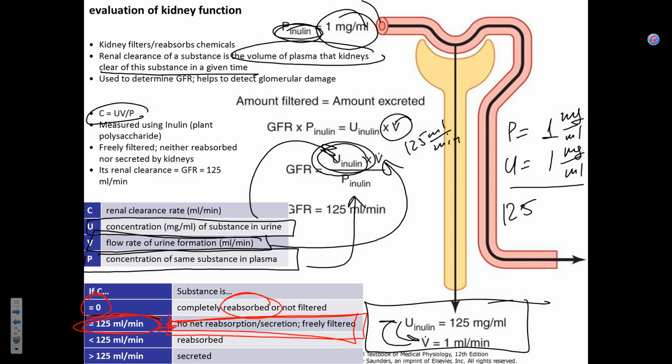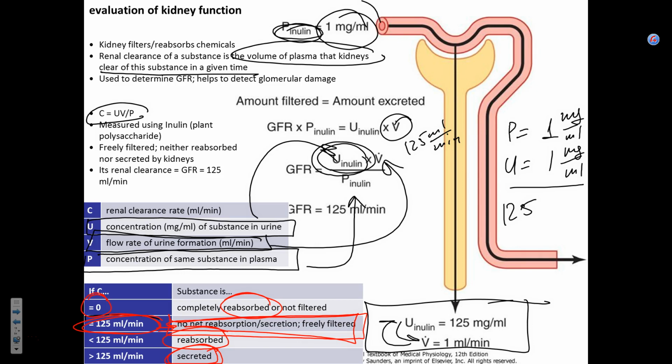If the renal clearance is between 0 and 125, the compound is partially reabsorbed. Okay, so it's filtered first and then some of it returns back into the blood. And finally, if renal clearance is more than 125, the compound is secreted. Say, for penicillin, as far as I remember, renal clearance is more than 125. So the concentration of penicillin in the urine will be more than in the plasma. You will be filtering it and then actively secreting. Does that make sense?